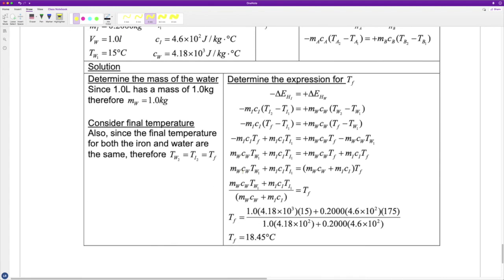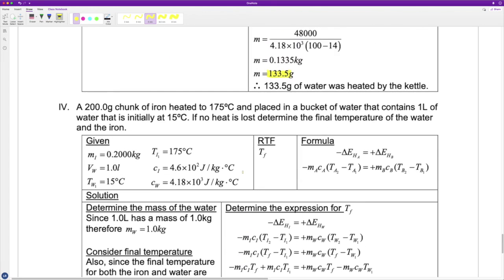And as you can see, there's quite a bit of delicious algebra going on down here. So this question is, we have a 200 gram chunk of iron, and it's heated to 175 degrees Celsius. And we place it in a bucket that contains 1 liter of water. Now this water is initially at 15 degrees Celsius. So if no heat is lost to the environment, that's what I meant. No heat is lost.